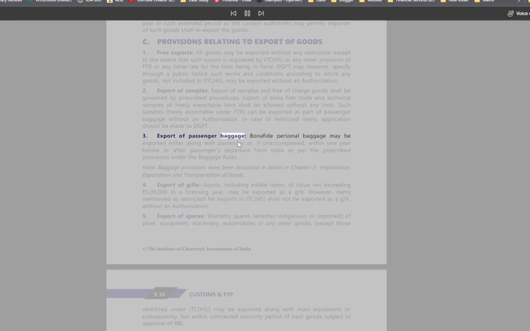3. Export of passenger baggage. Bona fide personal baggage may be exported either along with passenger or, if unaccompanied, within 1 year before or after passenger's departure from India as per the prescribed provisions under the baggage rules. Note, baggage provisions have been discussed in detail in Chapter 5, Importation, Exportation, and Transportation of Goods.